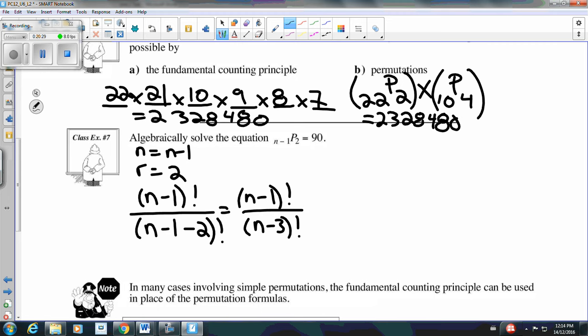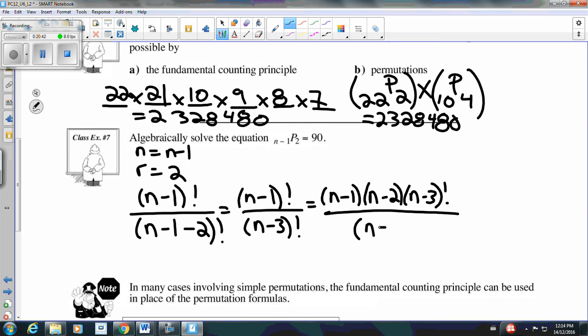So I'm going to simplify this and then I'll make it equal to 90. As I simplify this, I can write this as n minus 1 times n minus 2 times n minus 3 factorial all over n minus 3 factorial. So those cross out. Now I'm left with n squared minus 3n plus 2 equals 90. That's the equation I'm trying to solve.